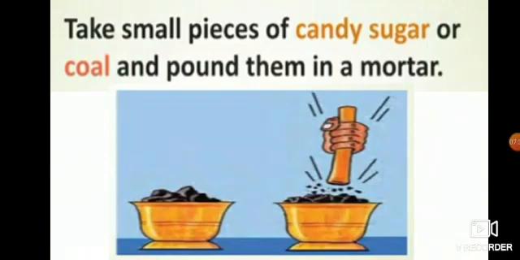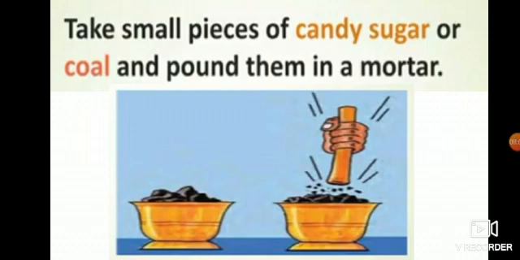Take small pieces of candy sugar or coal and pound them in a mortar. Mortar means, can you see, which we use to smash the garlic or ginger while cooking. Your mommy must be knowing it. So same type it is. Okay, so what they are saying, take a small piece of candy sugar.